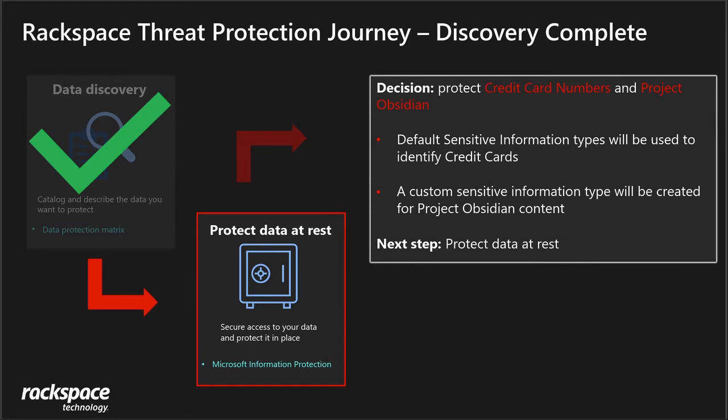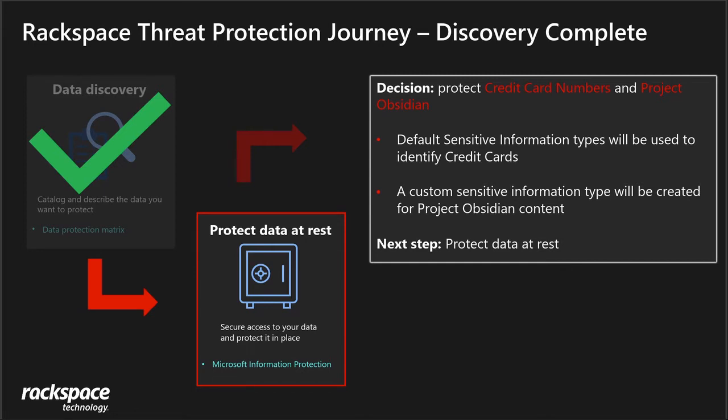So we're going to say for scenario's sake, we made a decision that we need to protect credit card numbers and things related to an internal project called Project Obsidian, right? So those are the two pieces of data we're worried about protecting throughout our system. Luckily, we have the default sensitive information type I mentioned before to identify credit card, so that one's done. We can use that information type in further policy definitions, but we do need a custom one for the Project Obsidian data because that's specific to our company, or to Contoso.